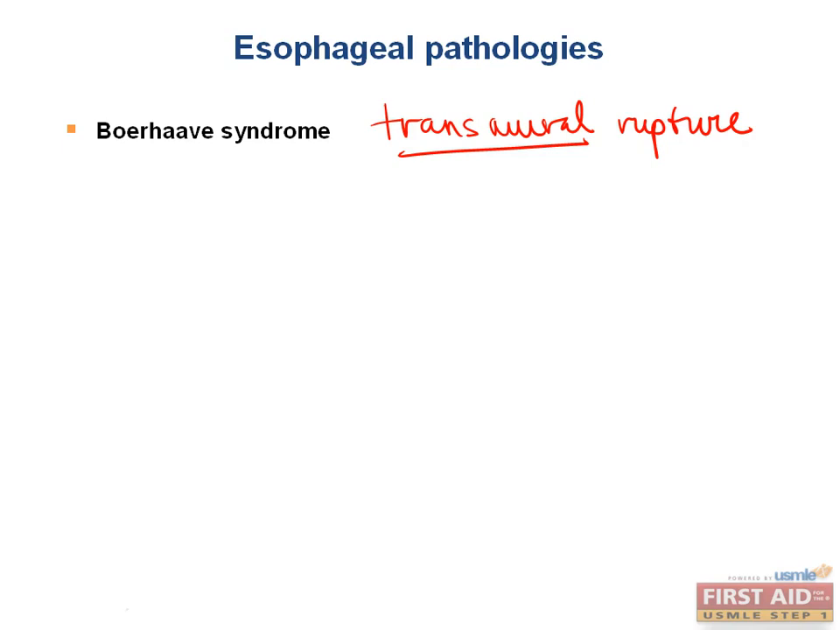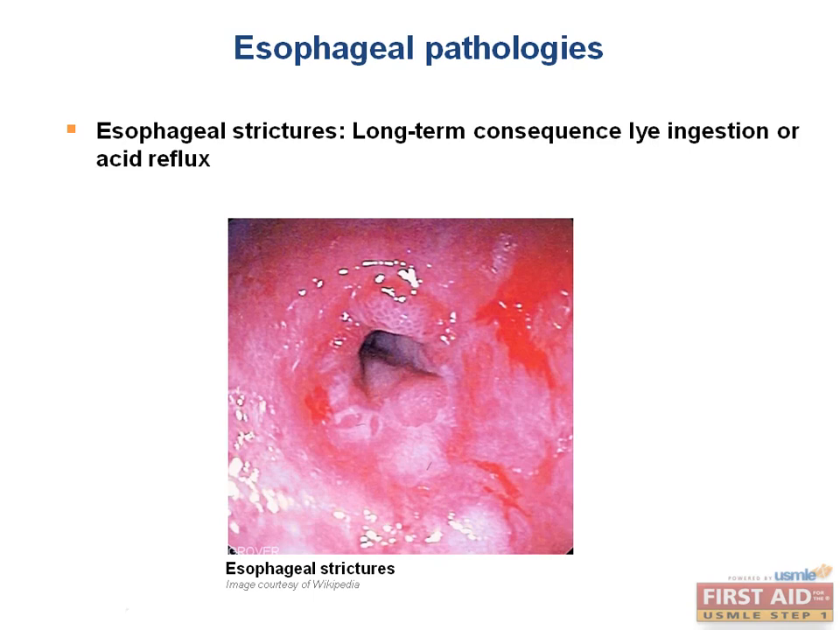In Boerhaave, the patient may have some element of hematemesis as well, but the main symptom here, as with any perforation of a hollow viscus, is pain, typically in the chest. A chest X-ray will show pleural effusions, and physical exam will reveal crepitus on the chest wall or subcutaneous emphysema. Esophageal strictures are a long-term consequence of lye ingestion or acid reflux. This will be a commonly tested association.